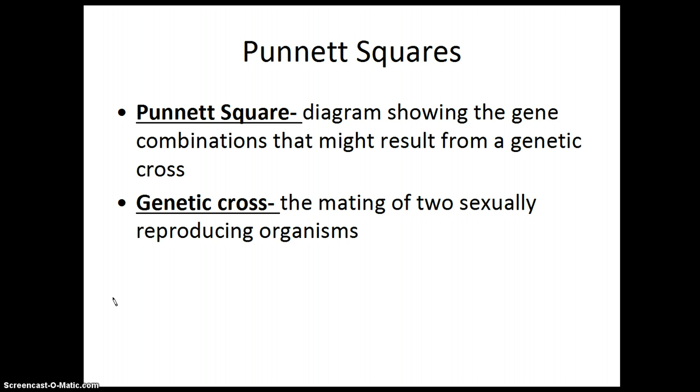Whenever I use the word cross, that just means mating of 2 sexually reproducing organisms. So I'm using that word cross a lot, and that's all that I mean. 2 organisms that reproduce sexually, producing offspring. And we'll use a Punnett square to see what alleles their offspring could possibly inherit from Mom and from Dad.